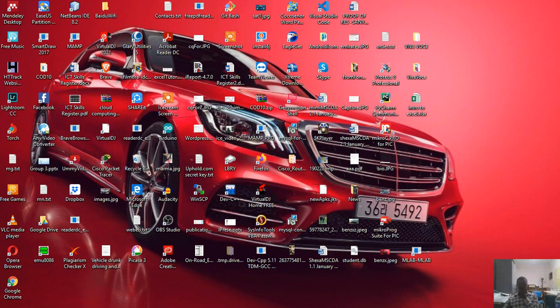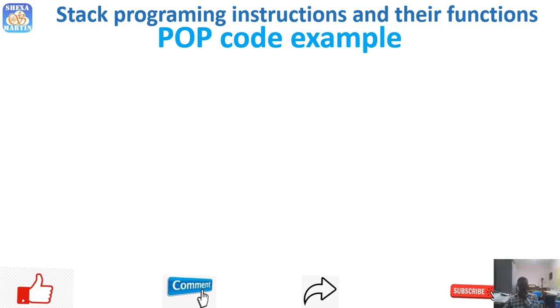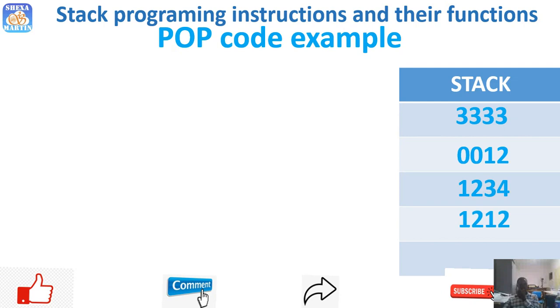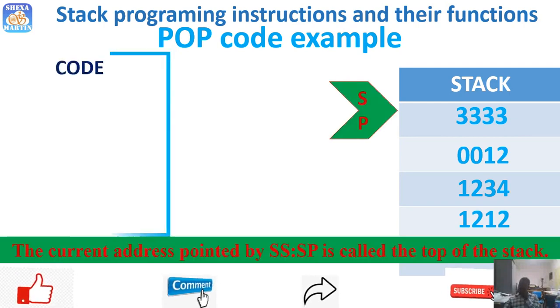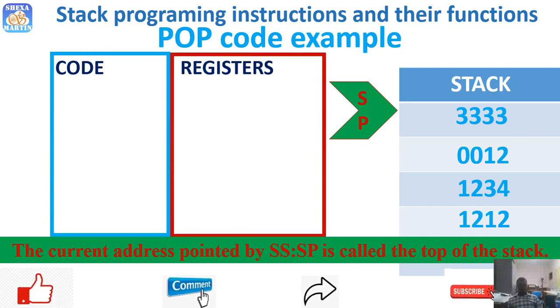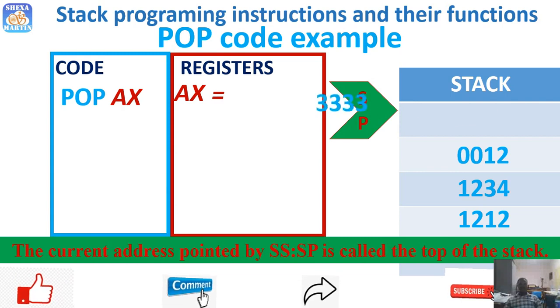Right, so here is an example for pop. We have our stack with these values. The moment we run this instruction, you see the instruction coming. The moment we say pop AX, we are saying get the value from the top of the stack and move it into AX, like that.